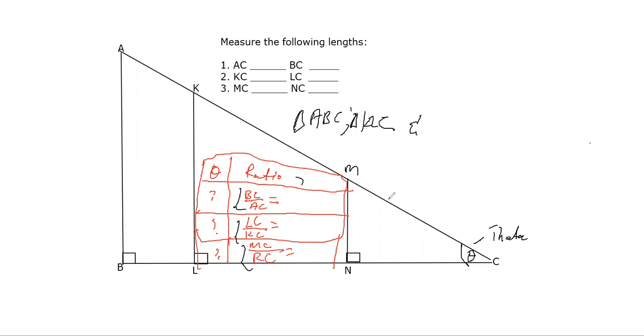So what can you say about triangle ABC? What can you say about triangle KLC? And what can you say about triangle MNC? Well, I hope this word came to your mind. The triangles are similar. And that is actually where trigonometry comes from. Trigonometry comes from similar triangles. It's all about similar triangles.